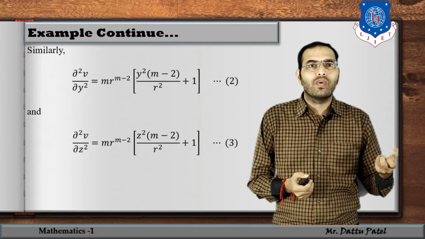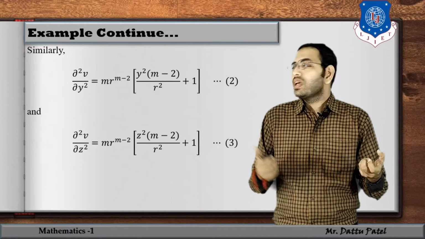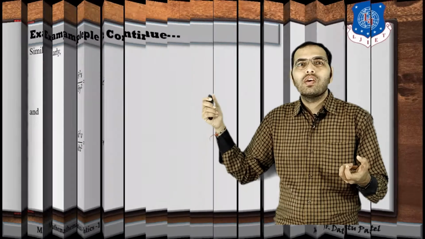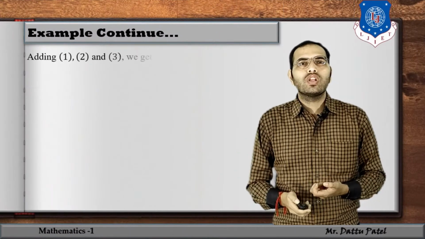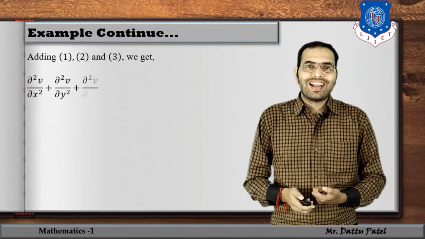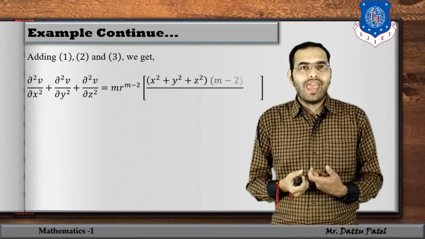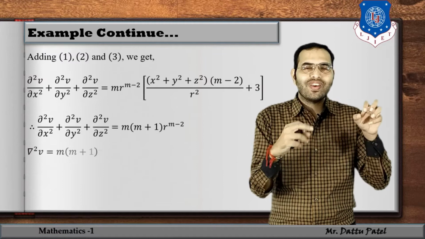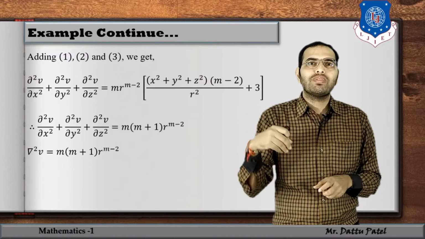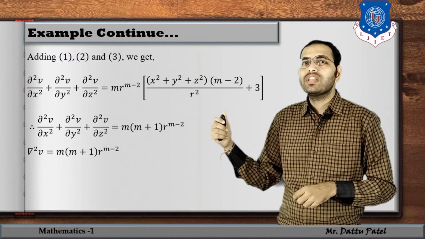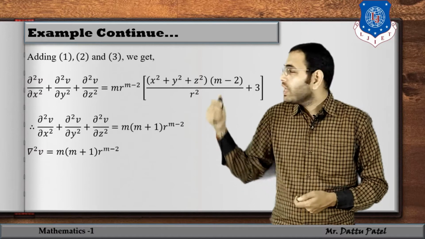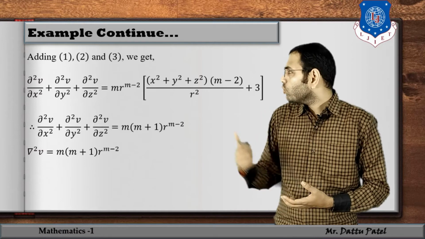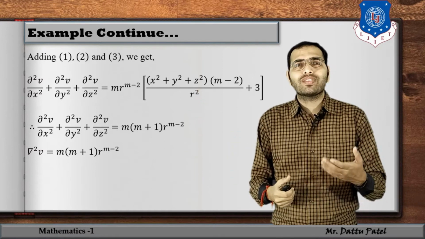Among these three equations, m r^(m-2) is common, so take it out. The remaining first term in each equation is also common, (m-2)/r², so it becomes m r^(m-2) [(m-2)/r² (x² + y² + z²)]. Each equation has a second term which is 1, so 1 + 1 + 1 is 3.